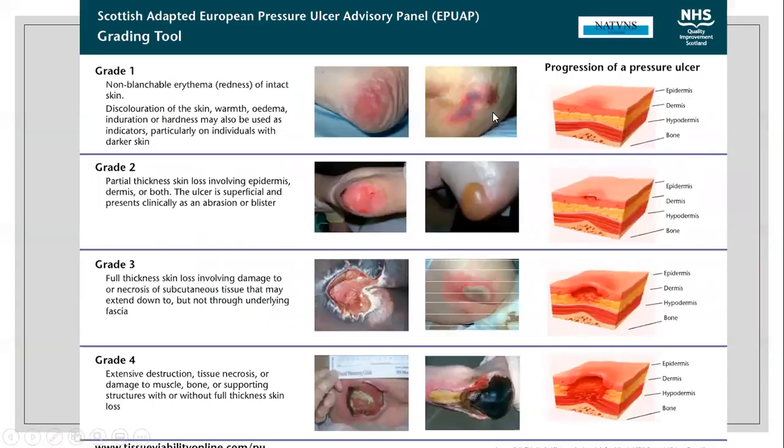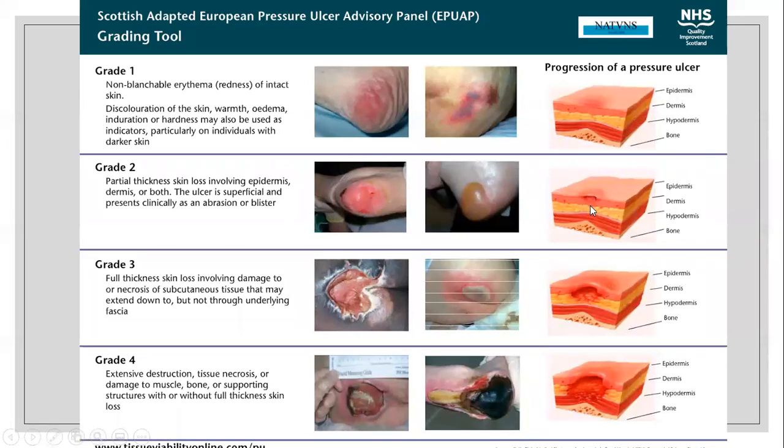Here we can see the different stages or grades of pressure ulcer. Grade 1, you see the picture, progression of a pressure ulcer. This is the layers of the skin: epidermis, dermis, hypodermis, and bones.